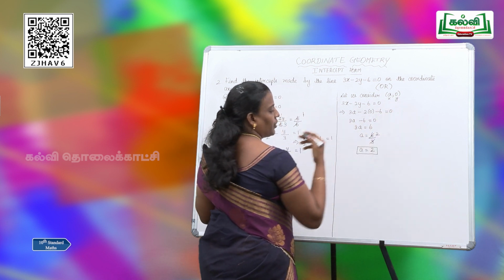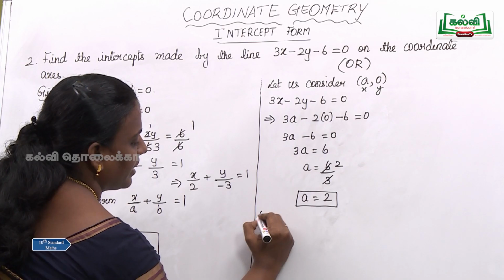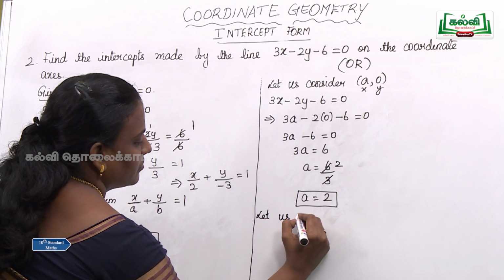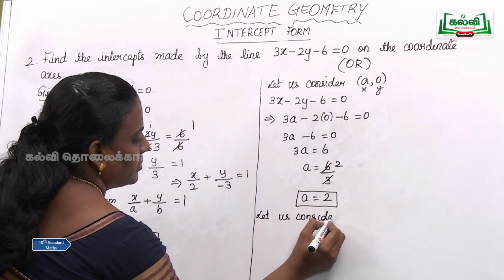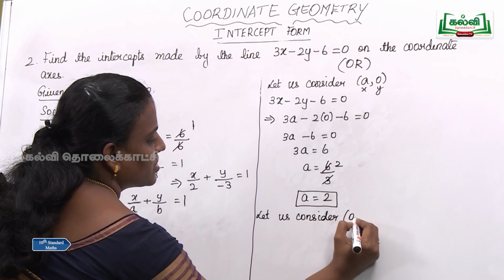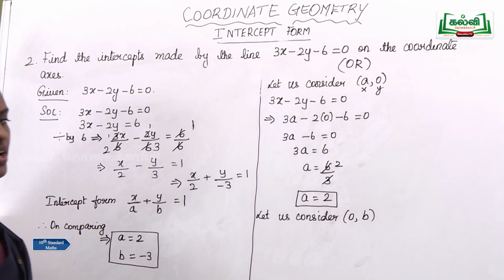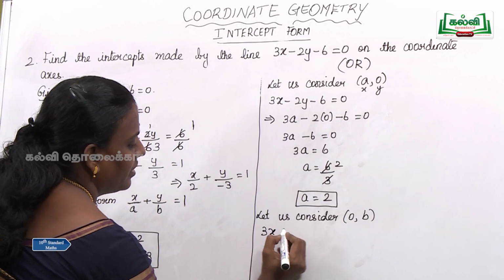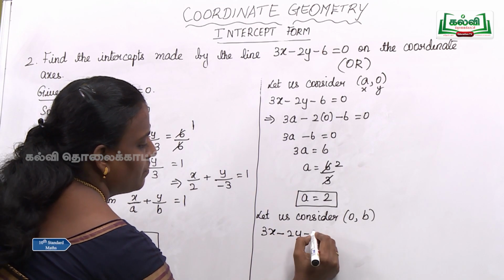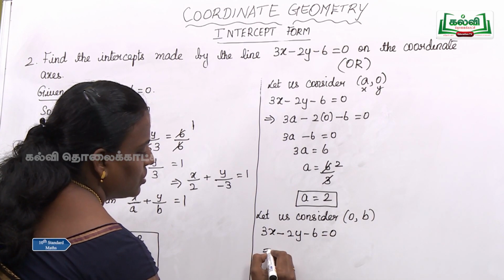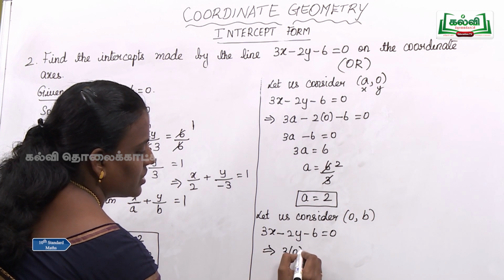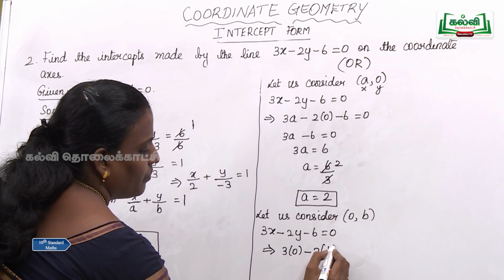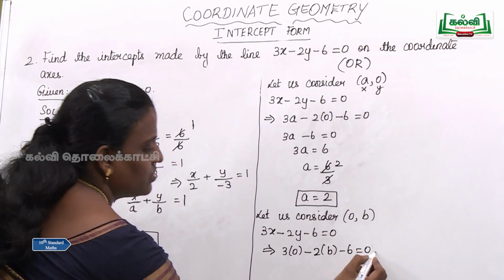Now I am going to find out the B. So for that, let us consider the y-intercept as 0 comma b. I will take the coordinate as 0 comma b. So when I substitute here, what do I get? 3x minus 2y minus 6 equal to 0. So when I substitute, 3 into 0 minus 2 into b minus 6 is equal to 0.